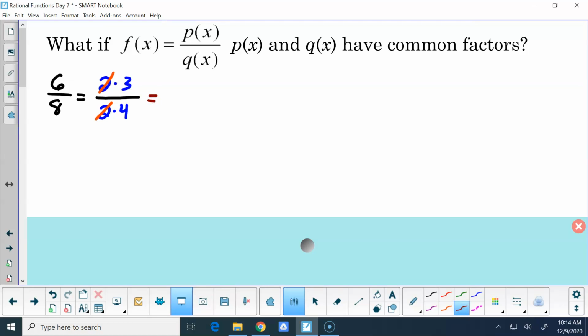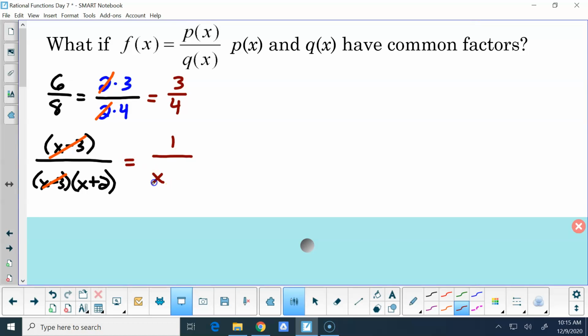Okay. In a polynomial type function, we could have something like x minus 3 on top, and x minus 3 and x plus 2 on the bottom. Okay? Then in that case, the x minus 3's would cancel each other out, and we would just be left with 1 over x plus 2. We've done that before. Simplified.